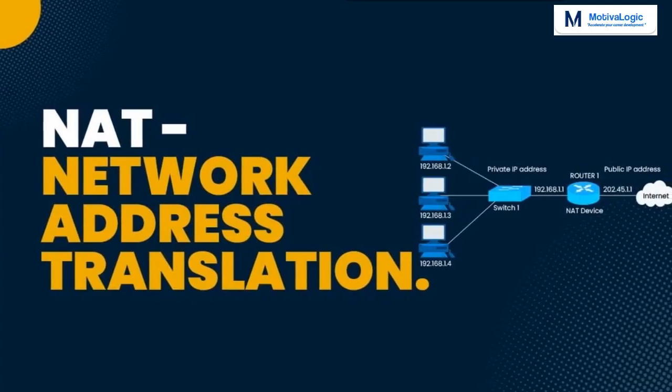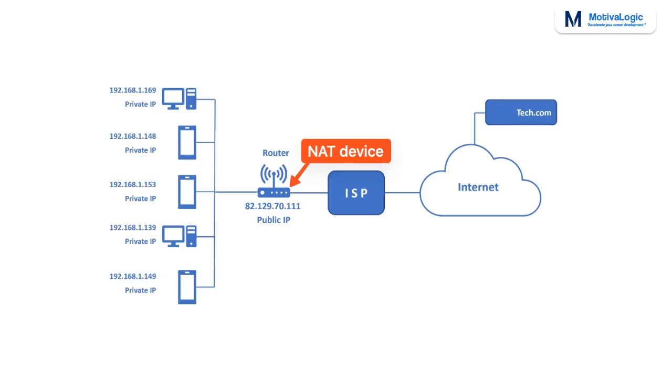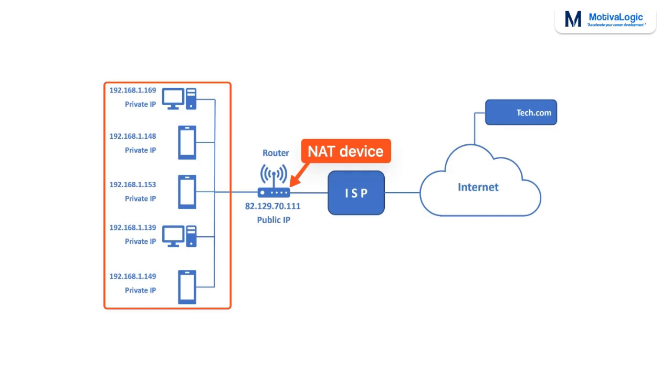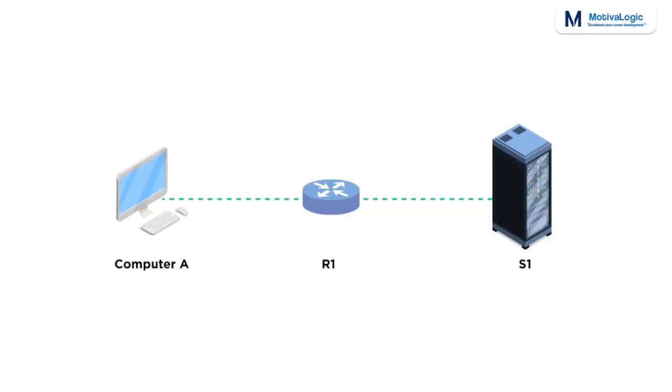This is where Network Address Translation, NAT, steps in. NAT acts like a translator, mapping private IP addresses to a single public IP address for communication with the outside world. This process allows multiple devices within an organization to share a single public IP address, conserving valuable IP address space. There are two main types of NAT.